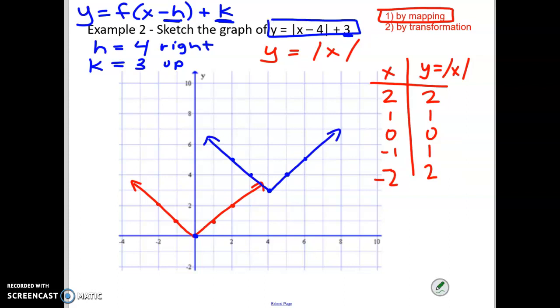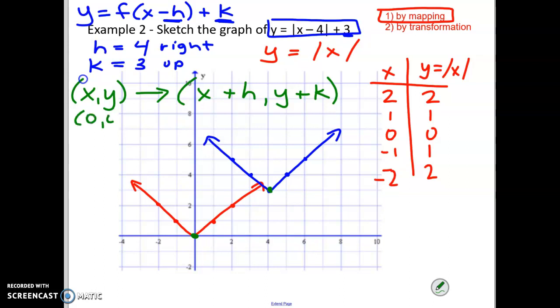Okay, so this same question could be done with mapping. And our mapping equation is that (x, y) changes to (x + h, y + k). So basically what we're doing if you're mapping this is you take any point, and I would take the vertex because that's kind of the key point on this graph. So I take the vertex and it's at (0, 0). So my x is 0, and then my h value is 4. So the point 0 has been moved 4 units to the right.